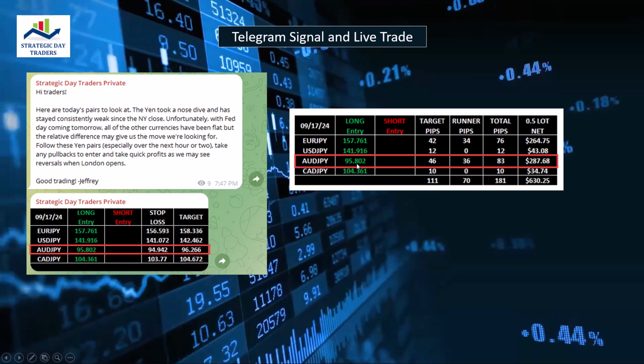I did wait for the pullback, got in right at that 95.802, grabbed a quick 46 pips, and then the runner as well for a total of 83 pips. And at a half of a lot, that's almost $300, okay?